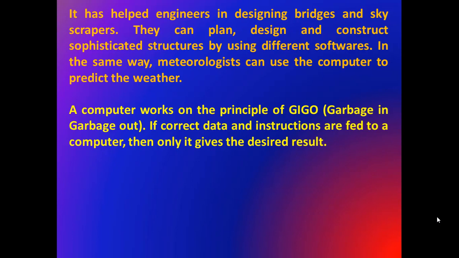A computer works on the principle of GIGO, garbage in, garbage out. If correct data and instructions are fed to a computer, then only it gives the desired result. Students, GIGO means the computer depends on our instructions. If our instructions are correct, then the computer gives the correct result. Sometimes you will feel your results are wrong. That means our inputs were wrong. That's why this word is used here. So remember, before inserting any data in the computer, you must check whether the data is right or wrong. If the data is incorrect, your result will also be incorrect.